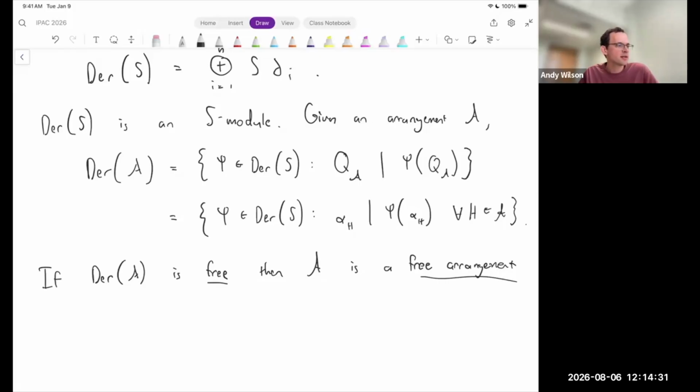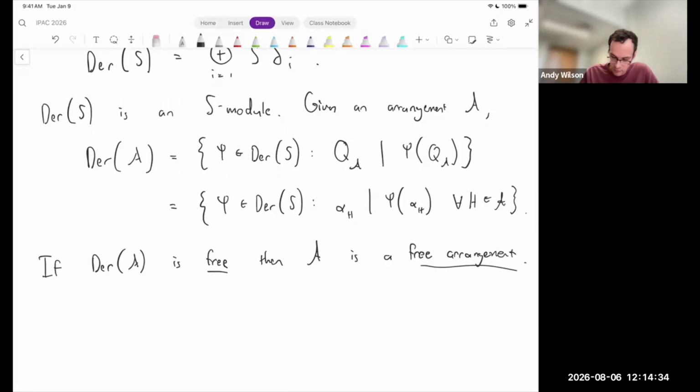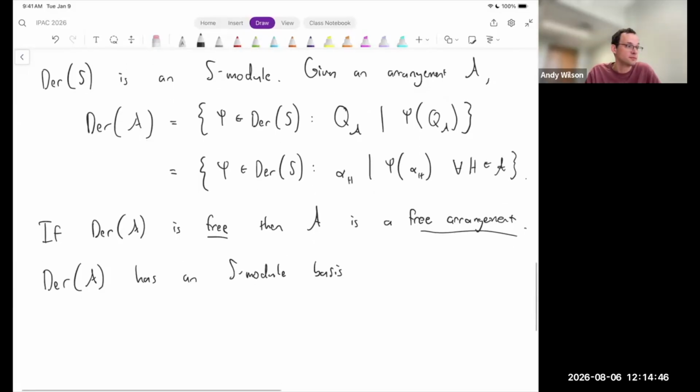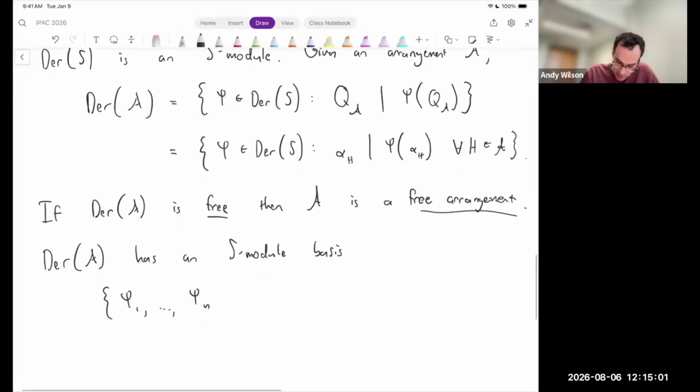And what do I mean by freeness? I basically mean it has a basis, right? So in this case, it has an S module basis, which we can think of as a bunch of derivations, in fact, n of them, if we're working in n-dimensional vector space. And we can make them each be homogeneous as well, of degree, say, d sub i.